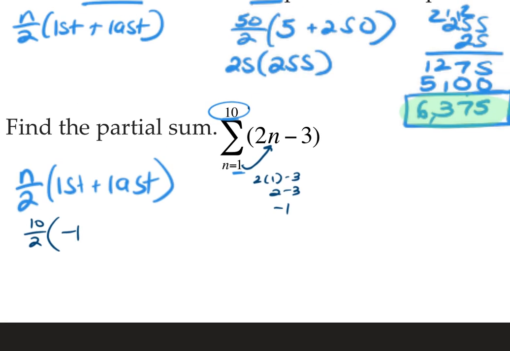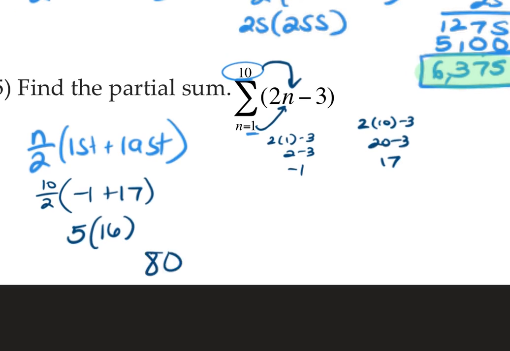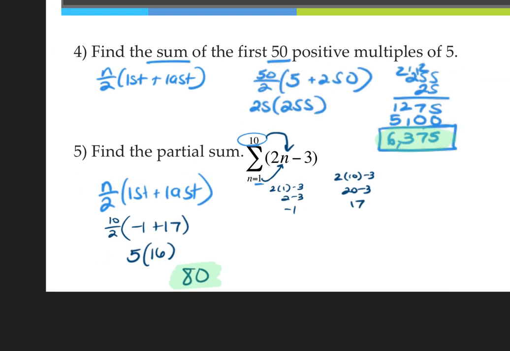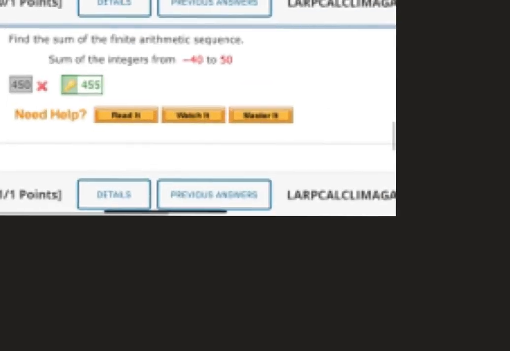And to find the last, I plug in the top number. 2 times 10 minus 3, 20 minus 3, which is 17. And I get 5 times 16, which is 80. Questions on that one? We're good on A2, yes? Okay. So this question came up from a couple of you in the homework.